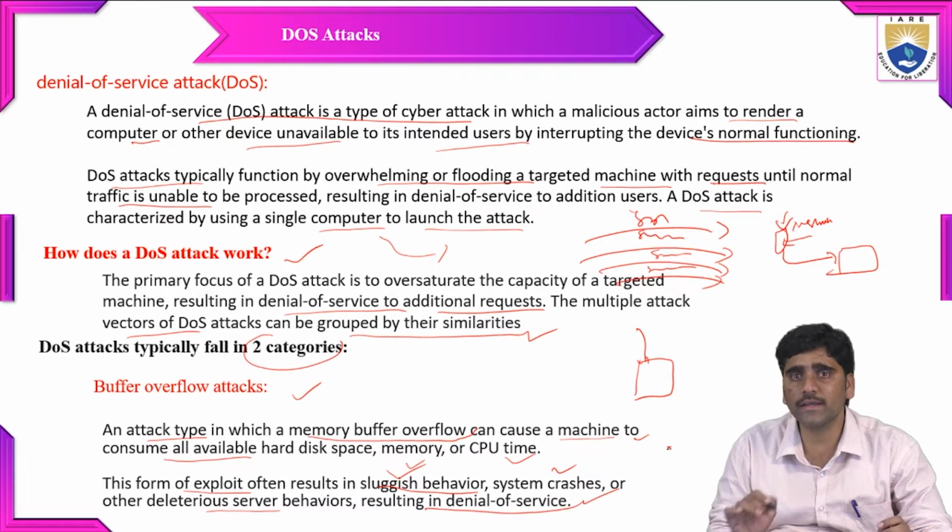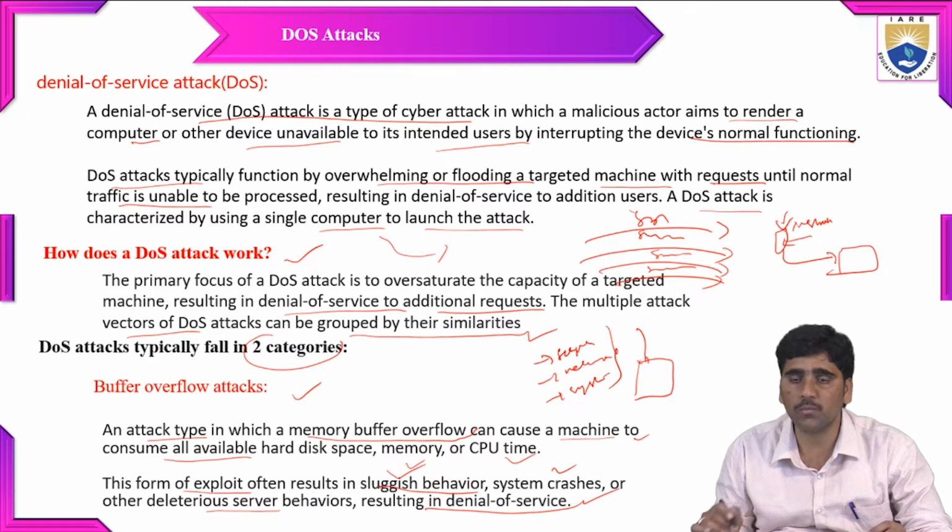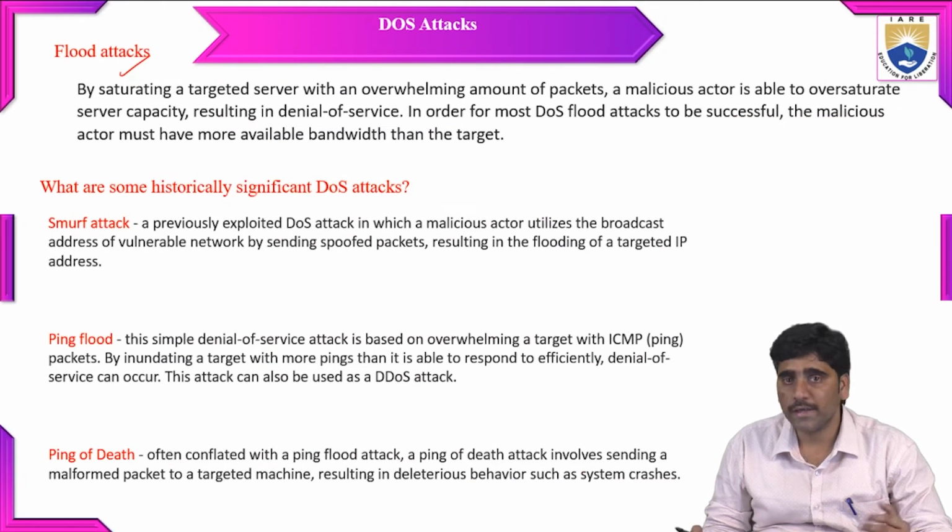In what cases will denial of service happen? If the server gets slow, if the network gets slow, or if the system gets slow, then the service to be accessed by the user is denied. It is slow motion. So these are the buffer overflow attacks, based on computer time, memory space, or disk space. On the basis of disk space, memory space, and CPU time, these overflow attacks happen in DOS attacks. And next, flood attacks.